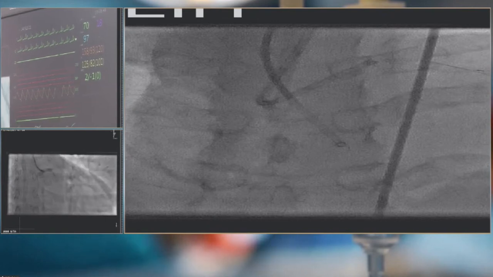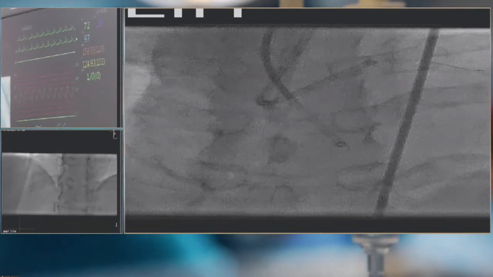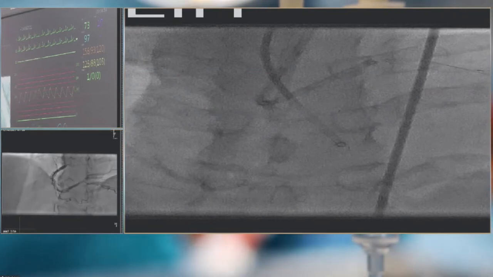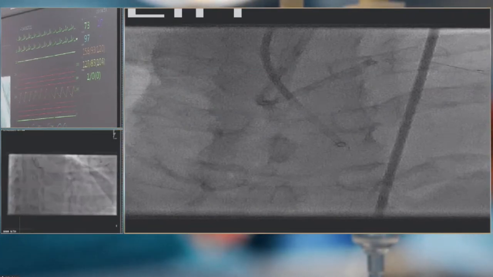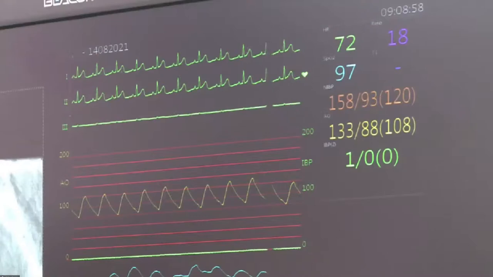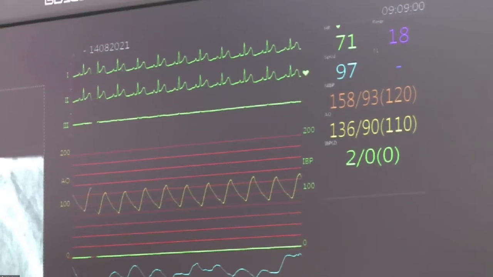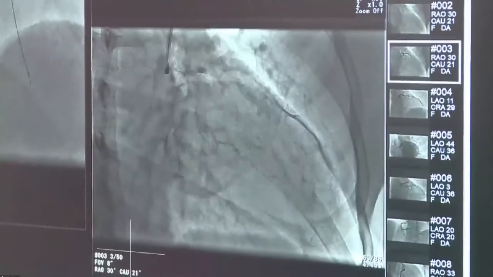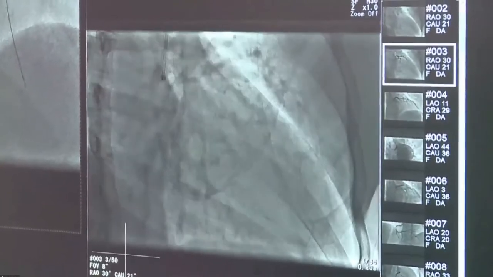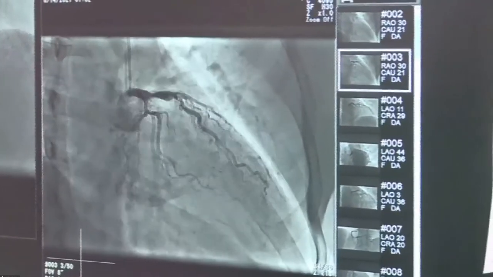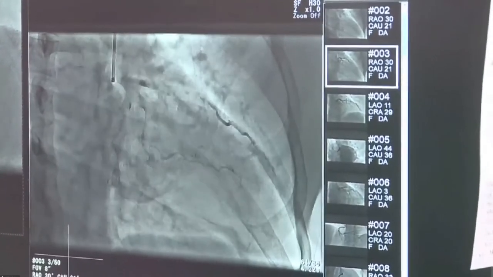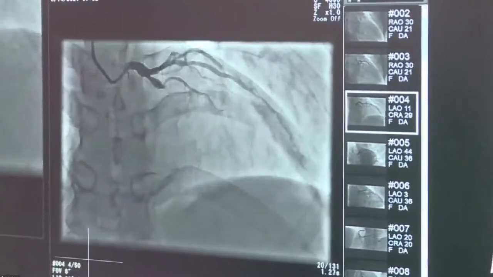So we're not seeing the angiogram. We're not seeing any angiogram images. Can you put it on the main screen, please, to audio visual? No. The angiogram image, can we have it on the main? Okay, that's better. So this is the angiogram of this patient. You can see here the CTO LAD and the moderate to severe disease in OM. Next, please.